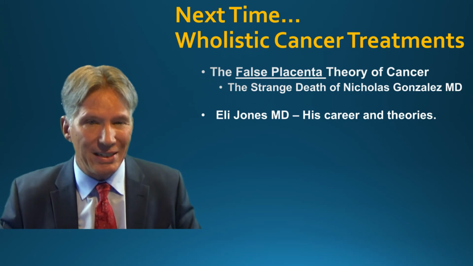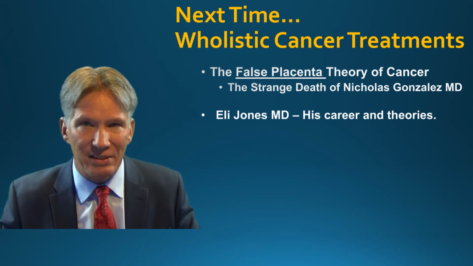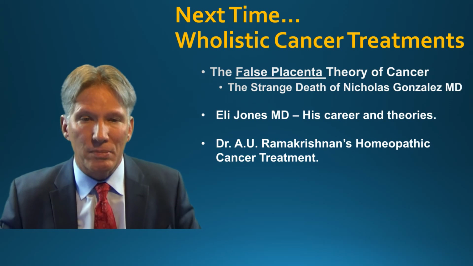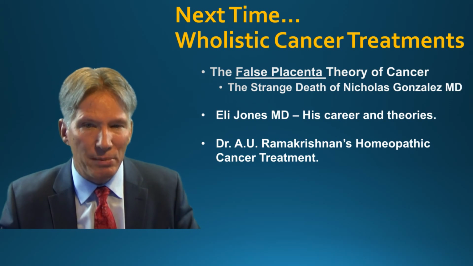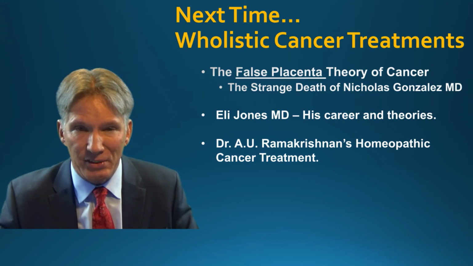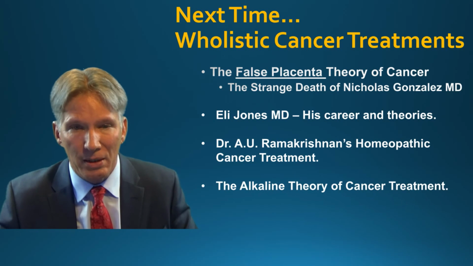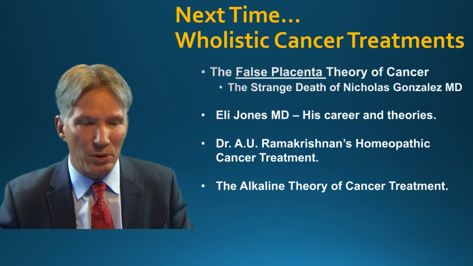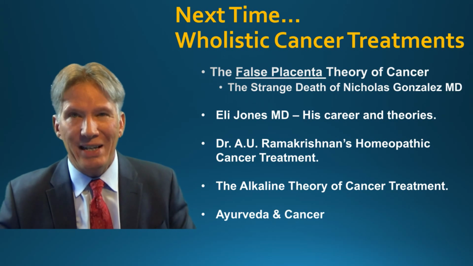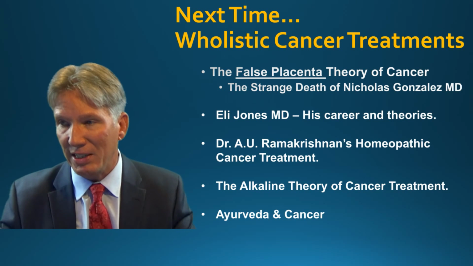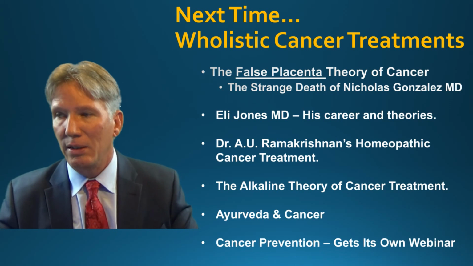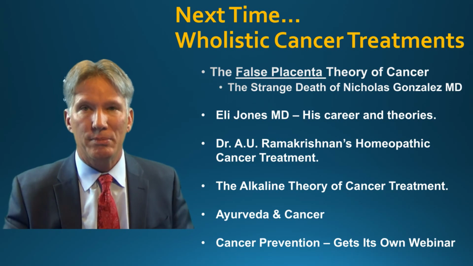We're going to talk about the work of Eli Jones, MD, his career and theories. Fascinating man, unbelievable success with cancer. Homeopathic doctor A.U. Ramakrishnan in India. His clinic and his homeopathic treatment of cancer and his successes, his failures, his successes. The alkaline theory of cancer treatment for all of you Kangen water devotees. Ayurveda and cancer and Dr. Brzezinski in Texas. We're going to touch upon all of these, and then I'm going to do a separate webinar on cancer prevention that gets its own webinar.